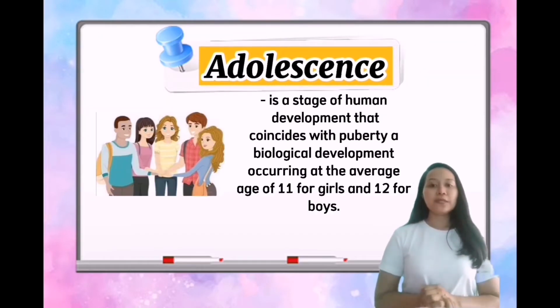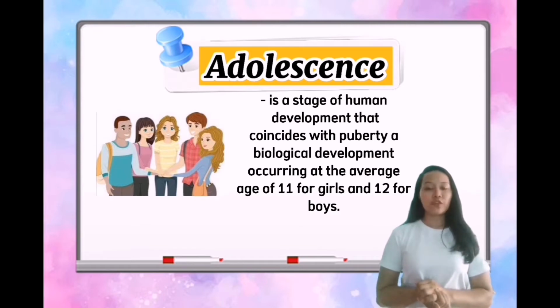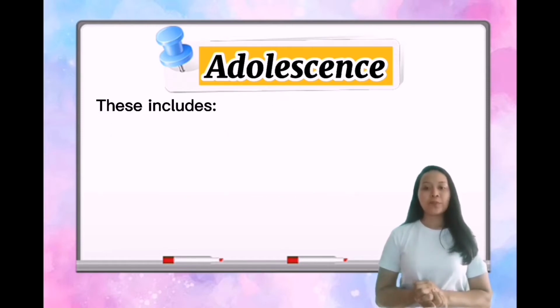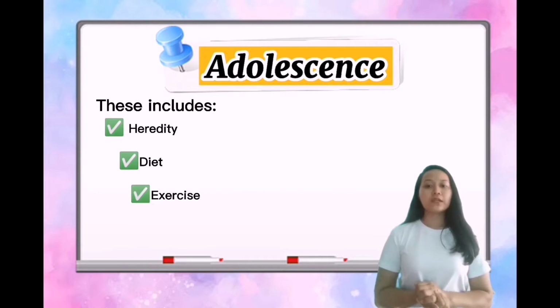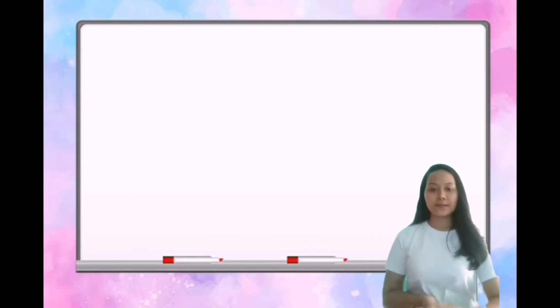Adolescence is a stage of human development that coincides with puberty, a biological development occurring at the average age of 11 for girls and 12 for boys. There are factors, however, that contribute to early puberty and delayed puberty. These factors include heredity, diet, exercise, and social environmental influence. Early and late maturation in adolescence accompany the cognitive and social emotional development of adolescents.